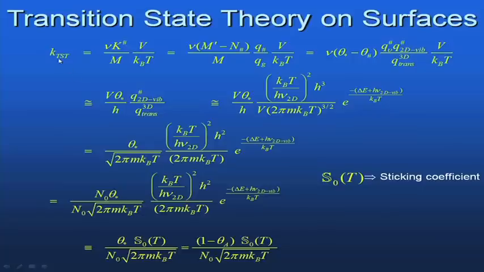And finally, KTST comes out to be equal to this one, okay, theta star, okay, divided by n0, and there is one term S0 t, it is called the sticking coefficient. What is sticking coefficient? I am coming to that, okay. So, sticking coefficient, which is a function of temperature, divided by twice pi m kB into T, okay. So, basically now you write in place of theta star 1 minus theta as I told earlier, okay.